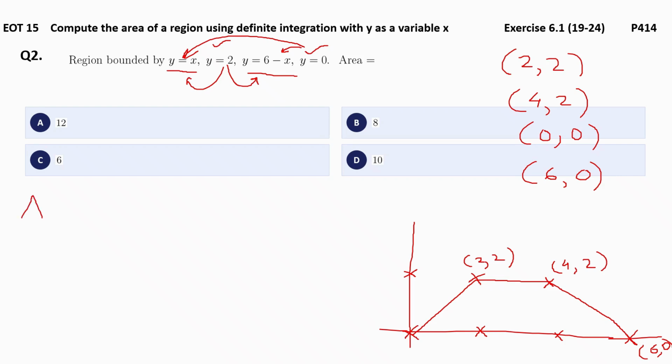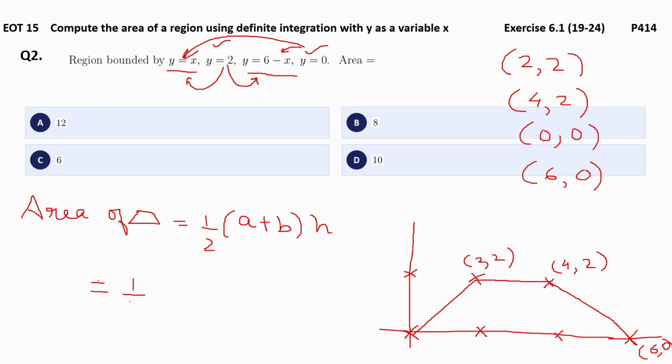So what is the formula to find area of a trapezium? It's like a car shape. It's nothing but half A plus B. What is A and B? The distance horizontally. You can take A as the x-axis distance and B is the top part, multiplied by the height.